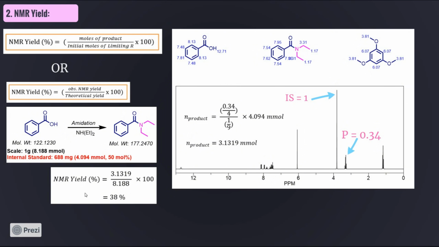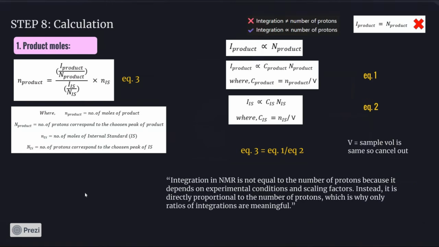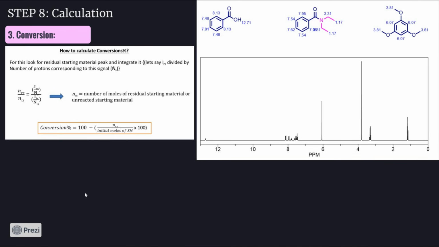Now we are going to see how to calculate the conversion. For calculating the conversion, the formula is very simple. Look at here, NRS. R stands for the number of moles of residual starting material, or unreacted starting material, and NIS stands for the number of moles of the internal standard, which we have seen previously. Okay, after solving this equation, you will have the number of moles of the unreacted starting material.